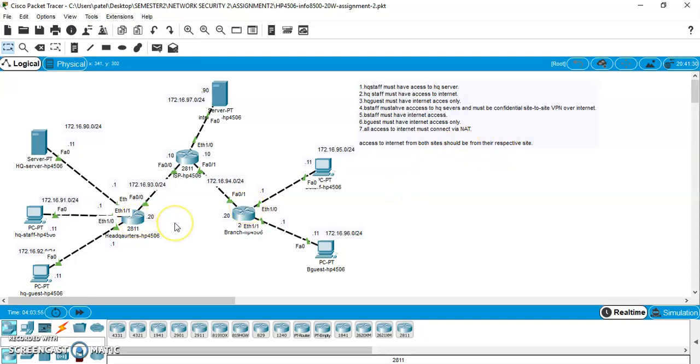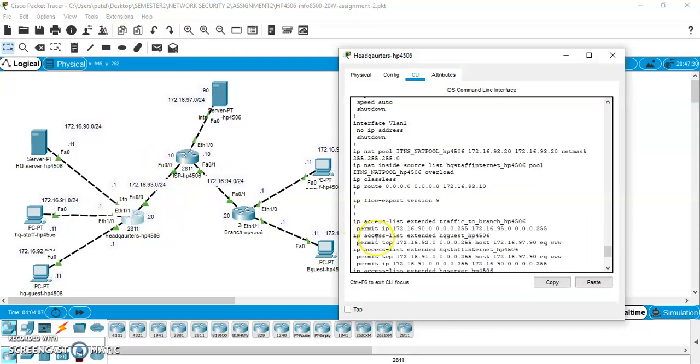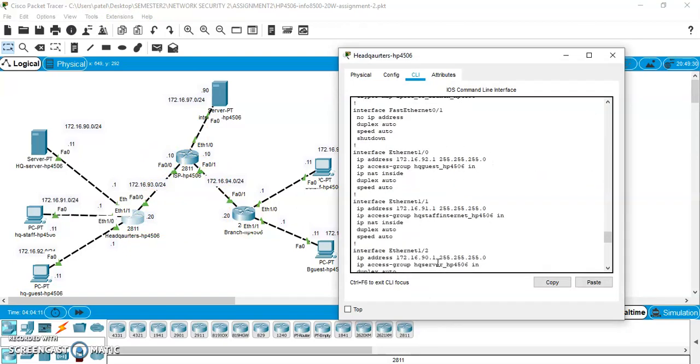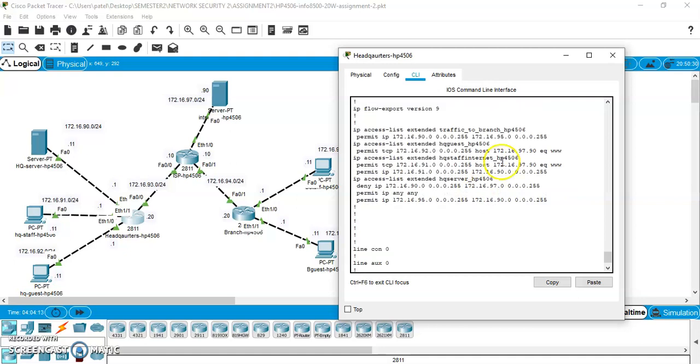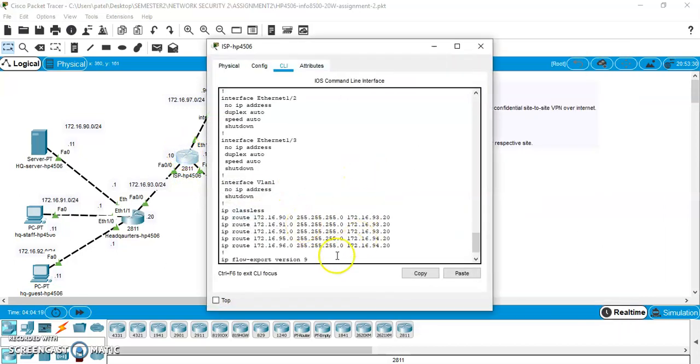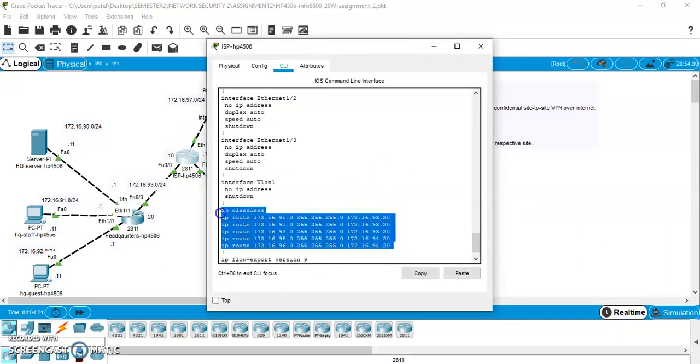So starting with the basic configuration, I configured default routing on the headquarters and branch routers, whereas I configured static routing on the ISP. As you can see here, I configured default routing at the headquarters side. Same was done on the branch side as well.